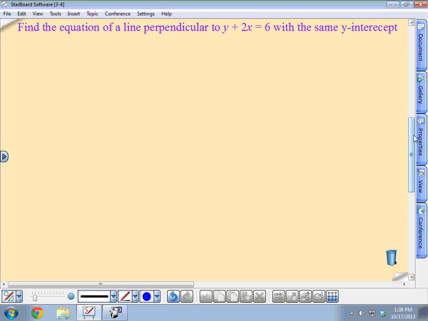Okay. Find the equation of a line perpendicular to y plus 2x equals 6 with the same y-intercept. Okay. Do I know what the slope is of this line?